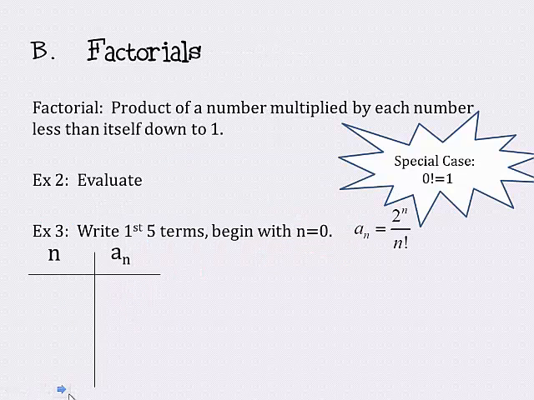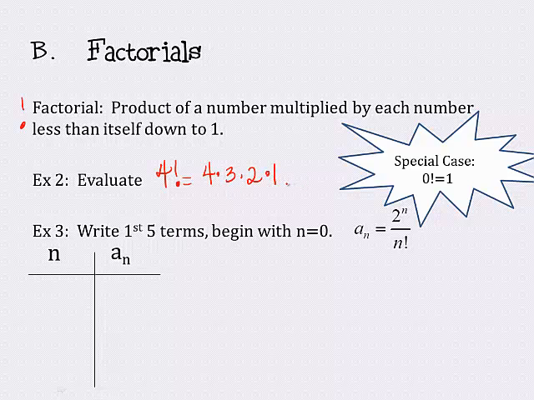Now, a factorial, easy stuff. A factorial is the product of a number multiplied by each number less than itself all the way down to 1. For instance, let's say I had 4 factorial. A factorial is written with an exclamation mark. What that means is 4 times 3 times 2 times 1, and I multiply it out. 4 times 3 is 12, times 2 is 24. So 4 factorial is equal to 24. That's what a factorial does. I bring this up because they show up in sequences, so you need to know how to evaluate them.